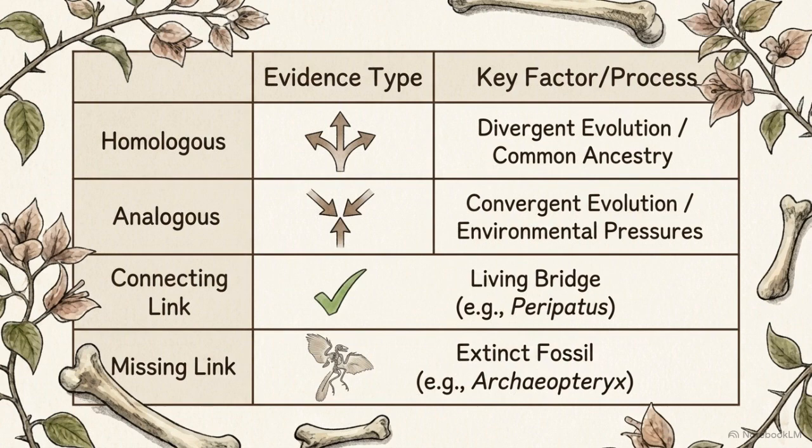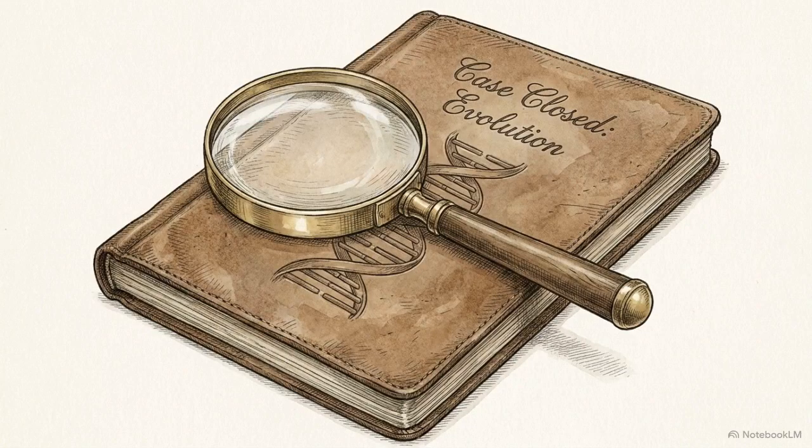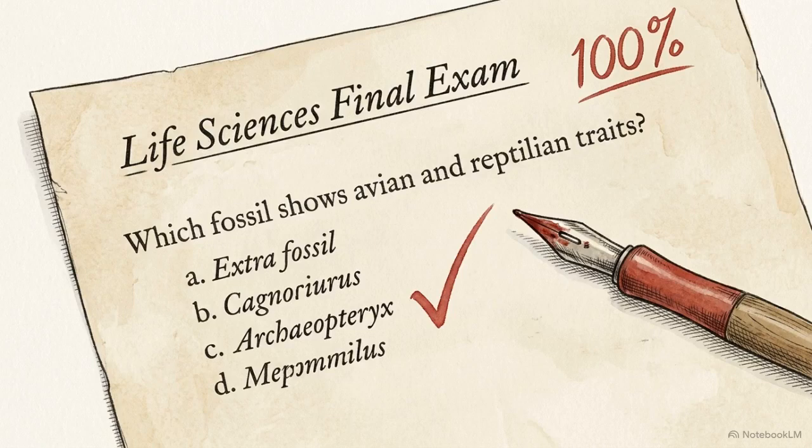Connecting means living, like Peripatus. Missing means extinct and fossilized, like Archaeopteryx. Master these specific pairings. Understanding these definitions and the evolutionary processes they represent will allow you to solve any evidence-based question on your life science exam.